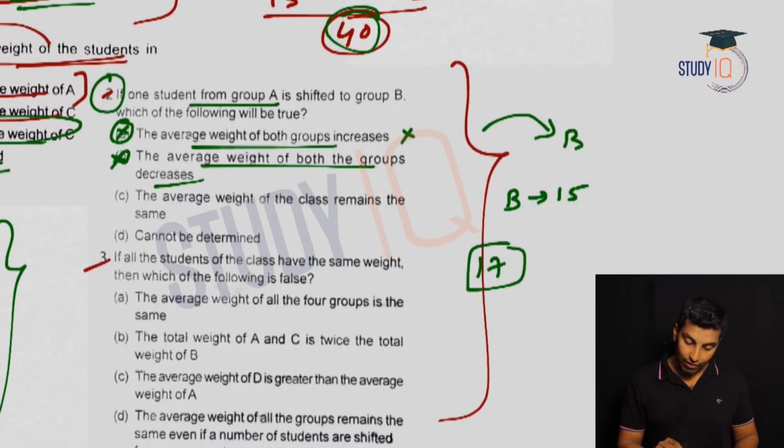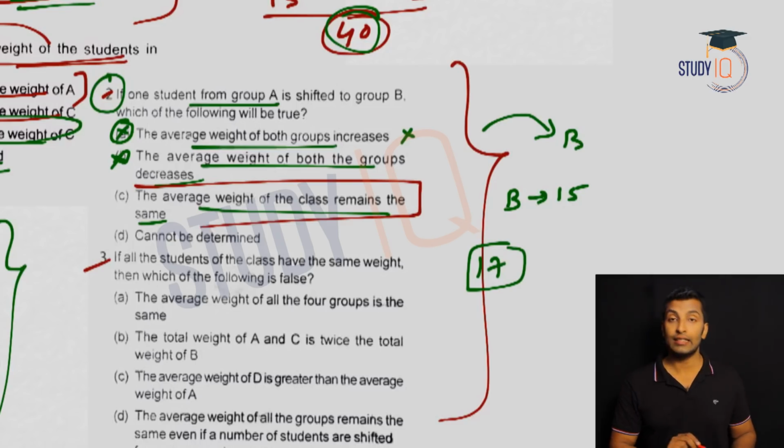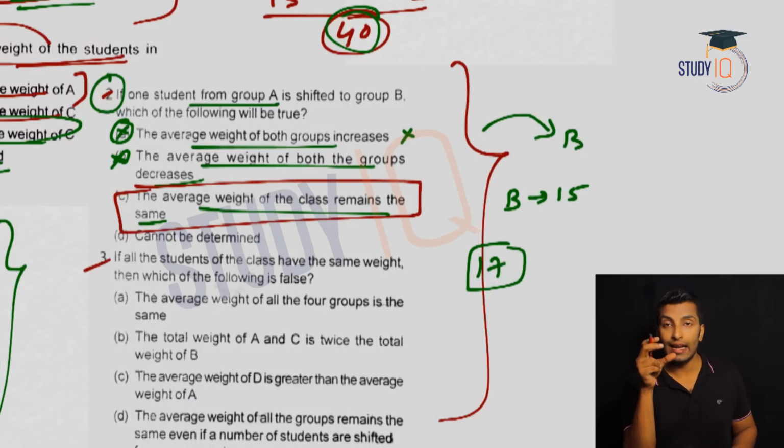See, what about this? The average weight of the class remains the same. Now, is this possible? Yes, it is possible. Why? Because in the class, all the 3 groups are there. One person shifted from one group to the other. We are talking about the class.